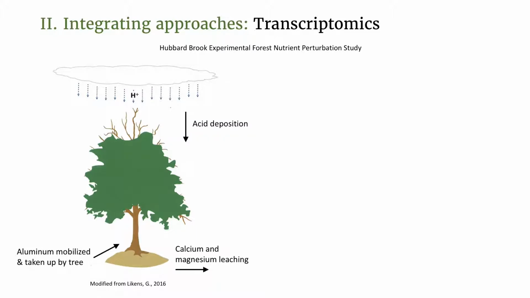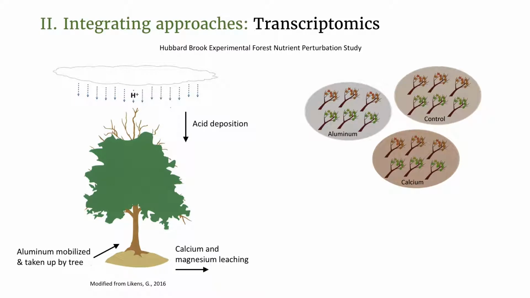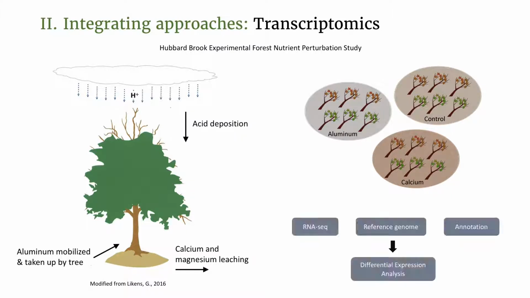Members of the lab extracted RNA-seq from stem tissue. They were collected from 3 trees from each of the plots, calcium, aluminum, and control. And this was done in fall and again in spring. And I used the RNA-seq and the reference genome and annotation to do a differential expression analysis.